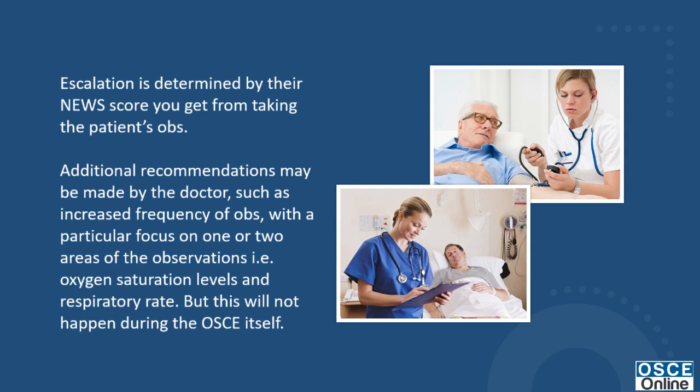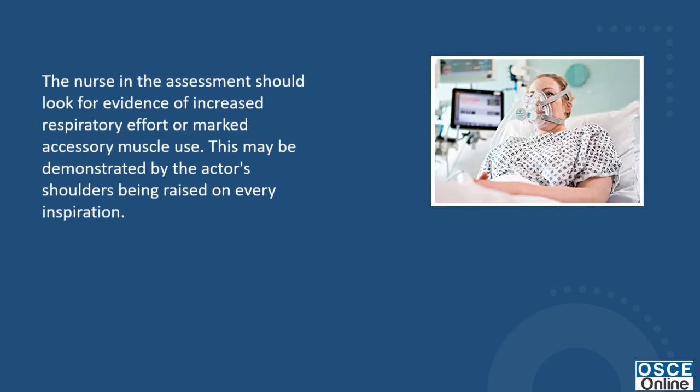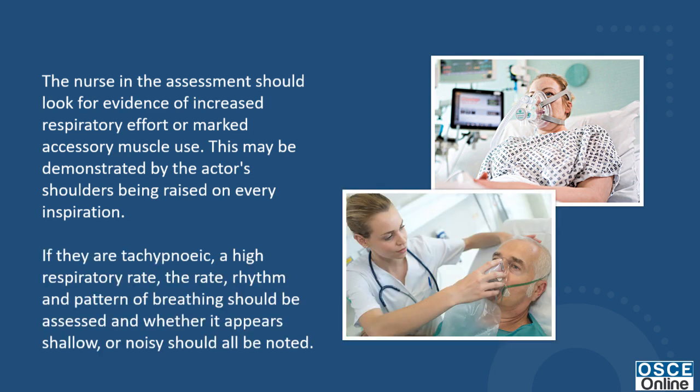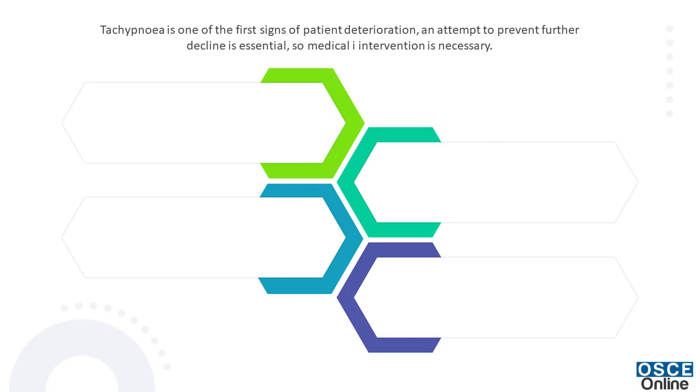The nurse in the assessment should look for evidence of increased respiratory effort or marked accessory muscle use. This may be demonstrated by the actor's shoulders being raised on every inspiration. If they are tachypneic, a high respiratory rate, the rate, rhythm, and pattern of breathing should be assessed, and whether it appears shallow or noisy should all be noted. Tachypnea is one of the first signs of patient deterioration. An attempt to prevent further decline is essential, so medical intervention is necessary.